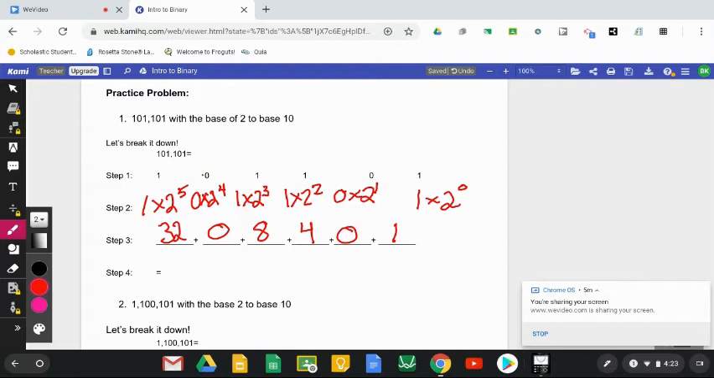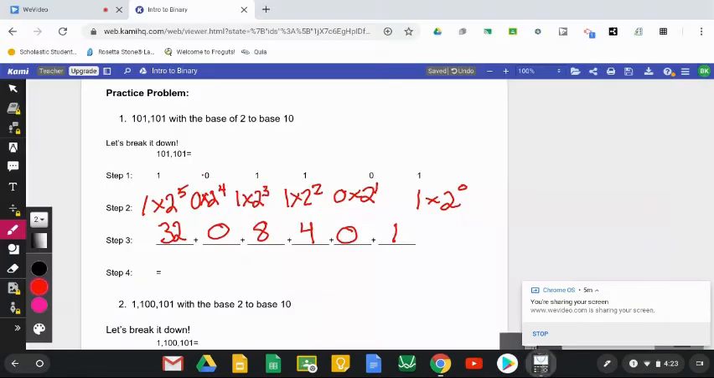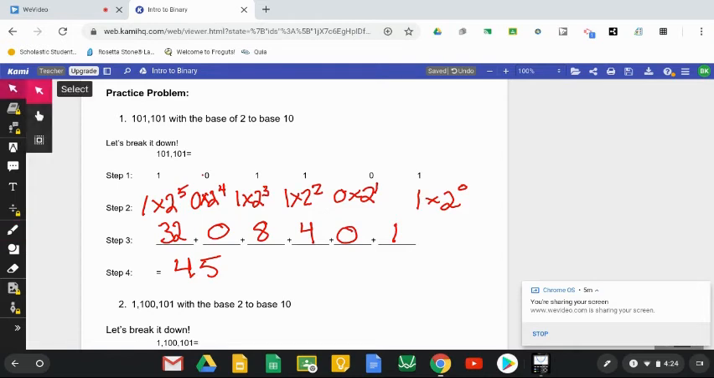How do I get my final answer? I add all these up. 32 plus 8 plus 4 plus 1, 45. So this number 101101 is actually 45 in our base. All right, so here's the good news. This pattern is going to continue. We do the problems the same way each time.